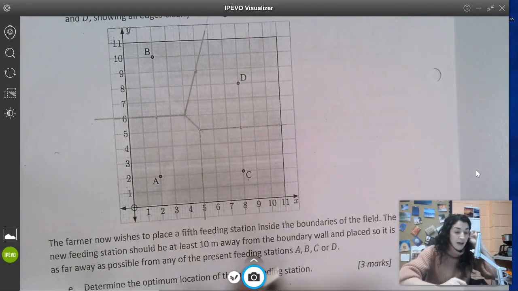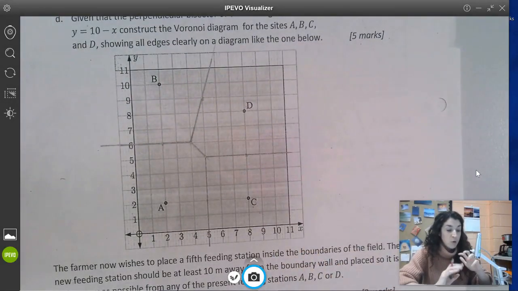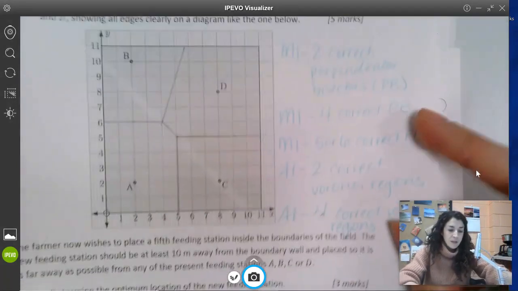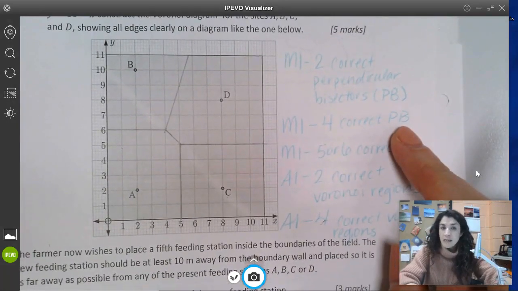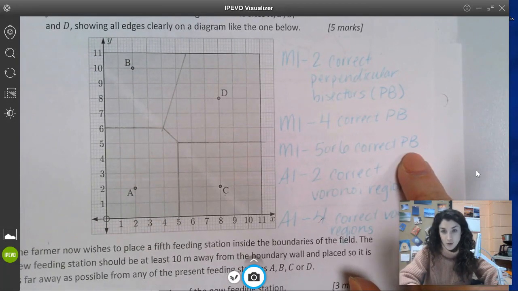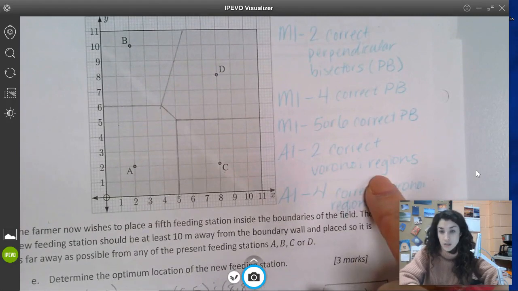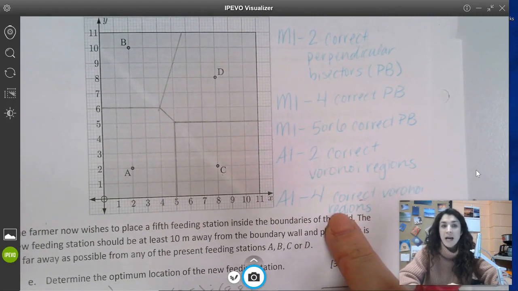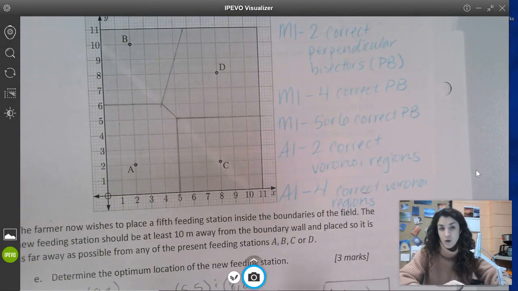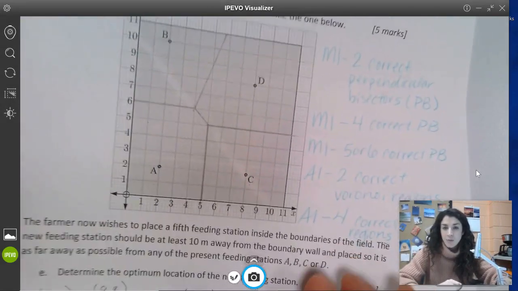Okay, 5 marks. How these 5 marks would be distributed is you would get 1 correct point if you had 2 perpendicular bisectors that were correctly drawn here. You would get another method mark. Let me show you what I mean. If you had 4 correct perpendicular bisectors, you would get 3 method marks if all of the perpendicular bisectors were correct. Then you would get 2 accuracy marks for having the correct Voronoi regions, depending on how many correct Voronoi regions you had. That means if you erased correctly or not in regards to those perpendicular bisectors. So that's how the grading of that would have broken down.